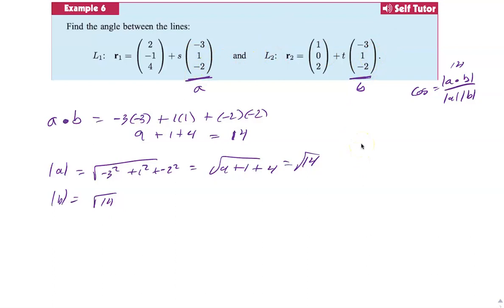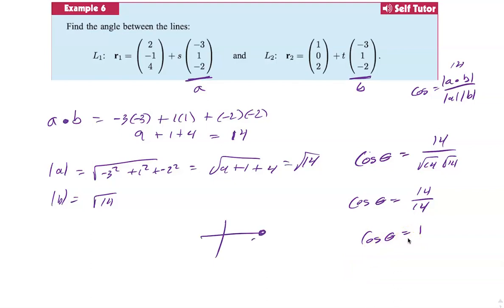So let's type it in and see what happens. I'm going to get cosine theta equals 14 over rad 14 times rad 14. Cosine theta equals 14 over 14 because the radicals cancel each other out. And I get cosine theta equals 1. Remember where cosine equals 1? Right here, at 0 degrees. That's the answer. And really, like I told you from the beginning, if two lines have parallel direction vectors, then the angle between them is always going to be 0. So you can tell these two are parallel, automatically 0.